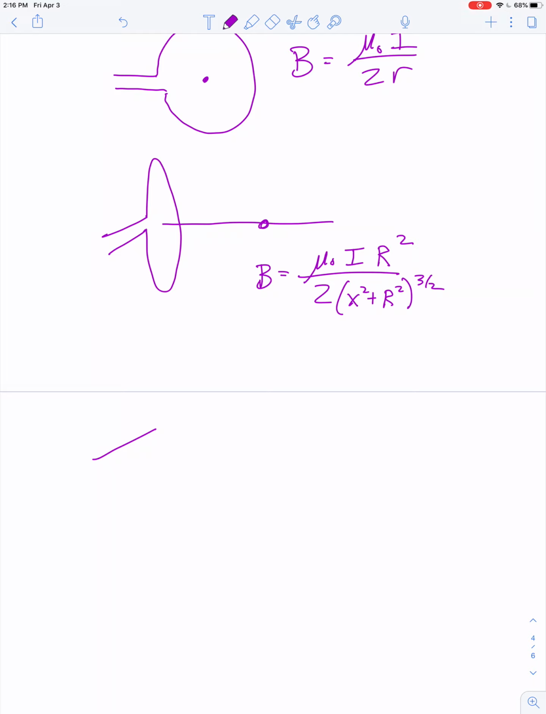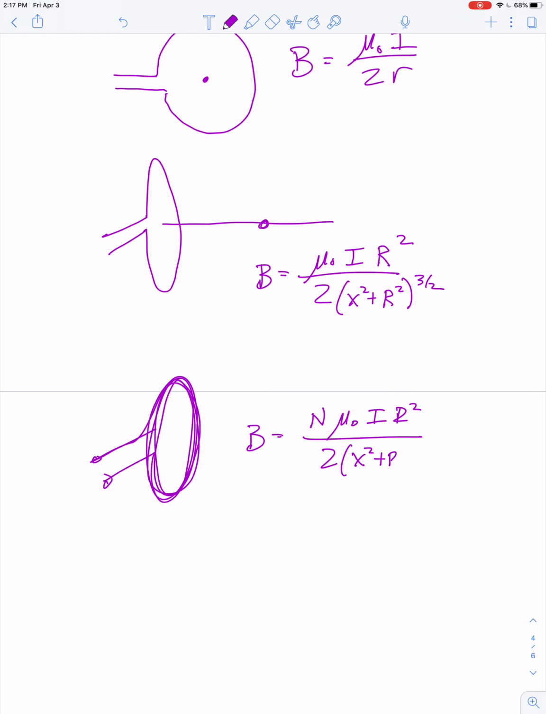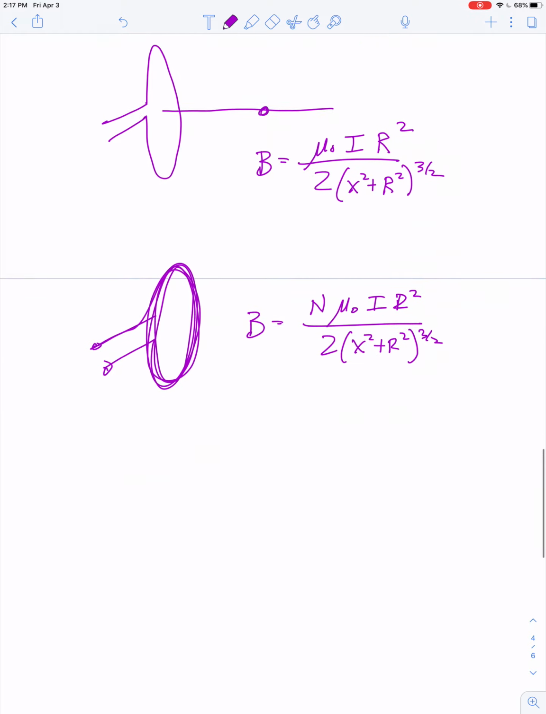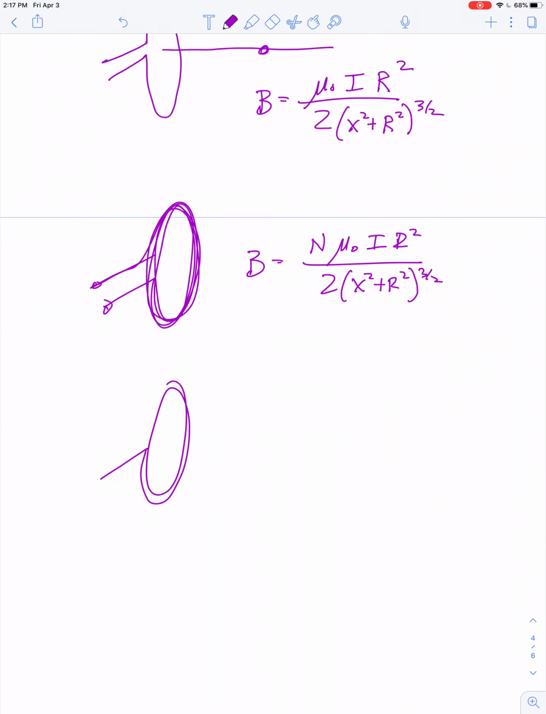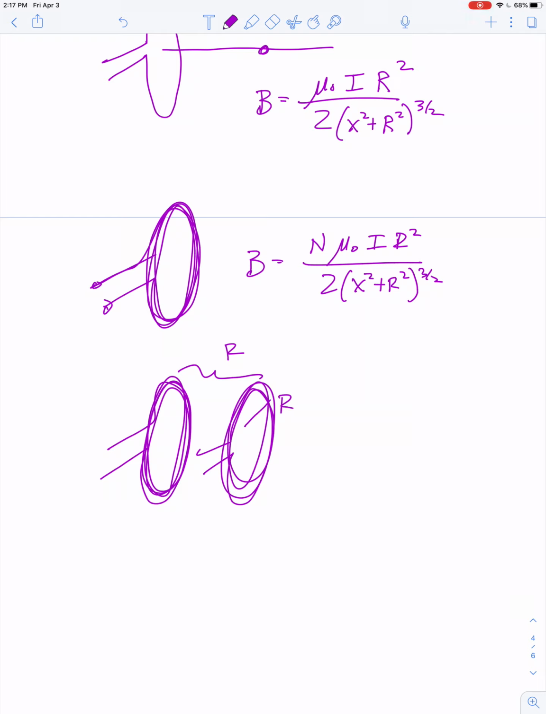We said if we wind that around several times, then that just increases the magnetic field by a factor equal to the number of windings. So N times mu naught I times r squared over 2 times x squared plus r squared to the 3/2. And we imagined, what if we had 2 of these coils separated by a distance equal to their radius? We called that a Helmholtz coil. We found in that case B equals mu naught I over 5/4 to the 3/2 power times r.